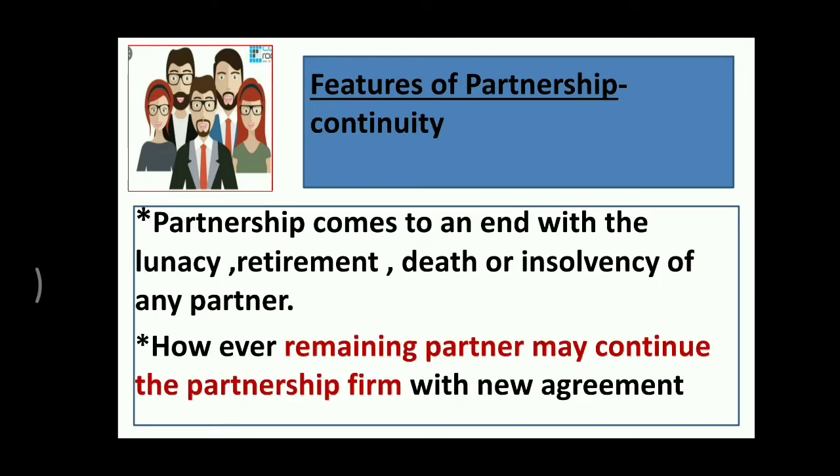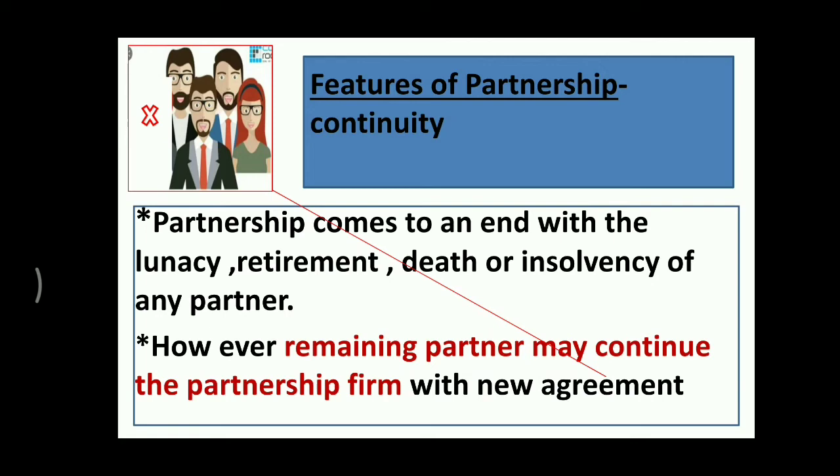Then next is continuity. As far as the partnership is concerned, two terms are there, that is partnership and partnership firm. Because in case of a partnership business, individually the members are known as partners and the firm is known as the partnership firm. So in case of death, lunacy, retirement or insolvency of a partner, the partnership comes to an end, because partnership is a result of an agreement.